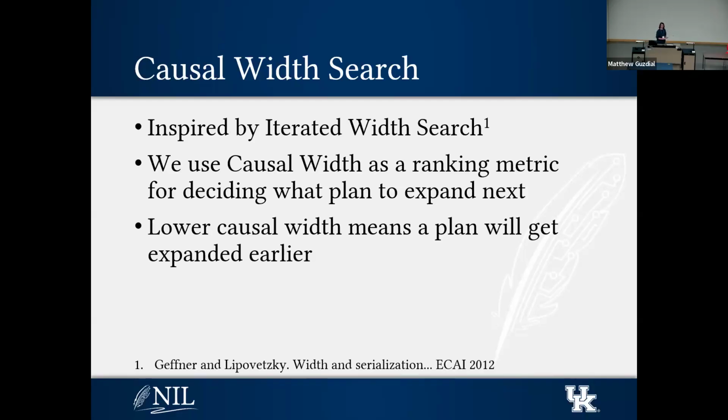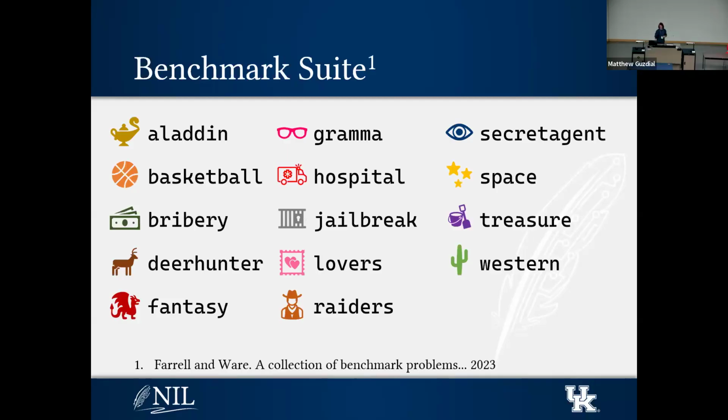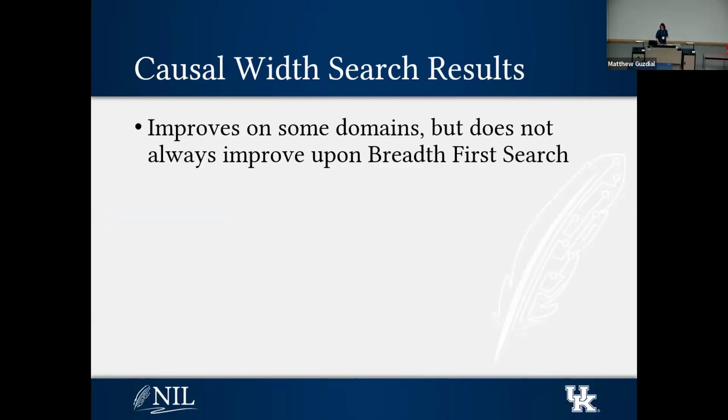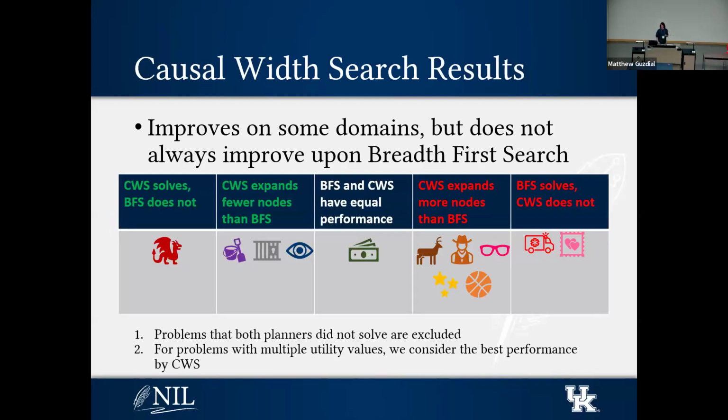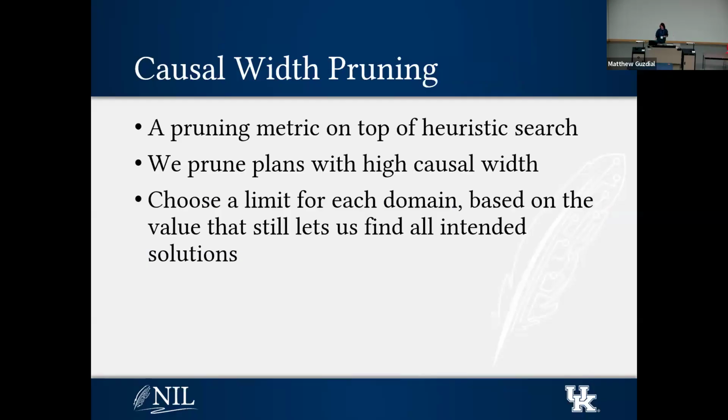Our first algorithm using this causal width definition is causal width search, which is inspired by iterative width, where we use causal width as a ranking metric. So we prioritize plans that have a lower causal width first. We tested this on our benchmark suite, which includes a bunch of varying problems. We saw that in some domains we had some improvement, but most of the time breadth first search performs better. There are a couple problems where it outperforms breadth first search in terms of nodes expanded, or it's able to solve a problem that breadth first search can't, but most of the time breadth first search outperforms this causal width search.